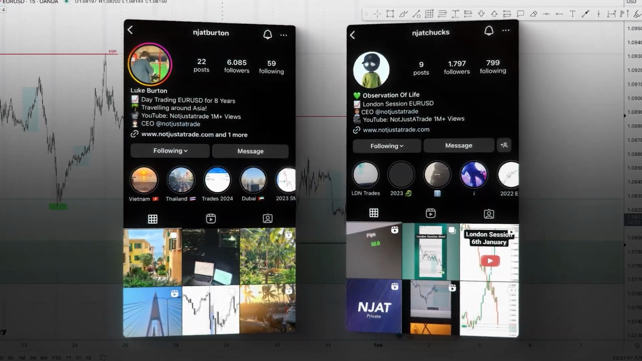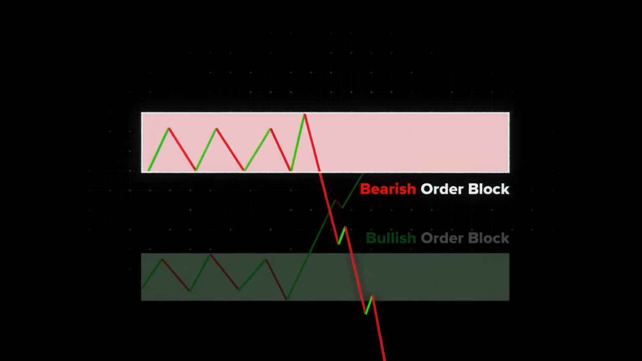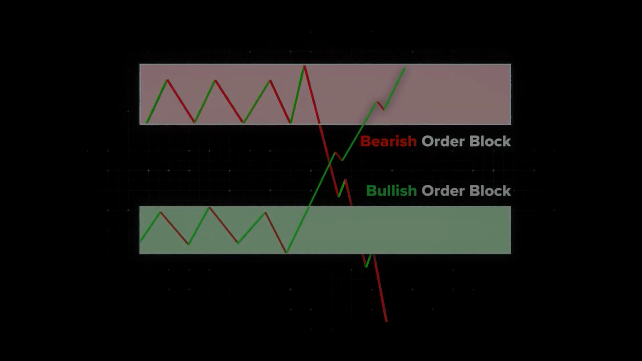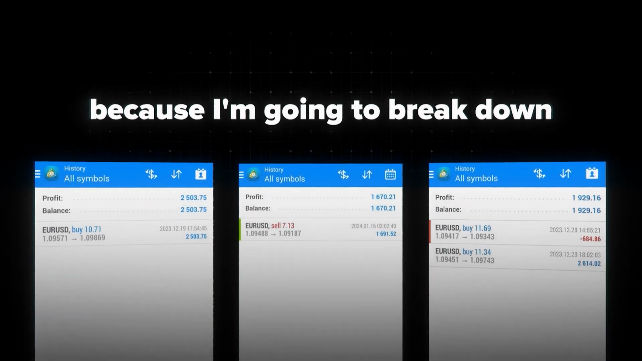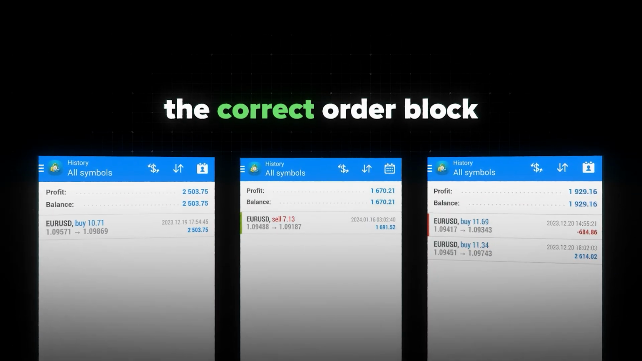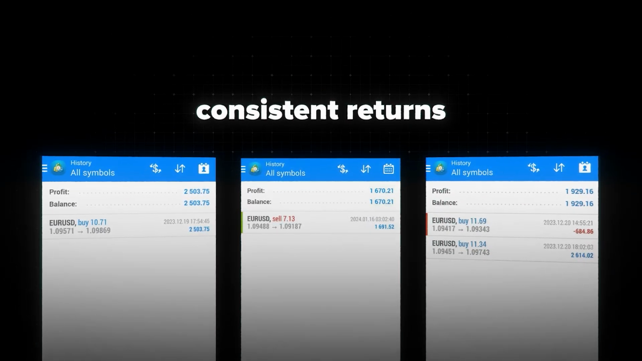So today, what I'm going to do is show you the way that me and Chucks trade and how we look at the markets, because a lot of people keep asking us which order block is the correct one to play. If you're someone that asked that question, make sure you're staying to the end of the video, because I'm going to break down how you don't even need to know the correct order block in order to make consistent returns from the market.